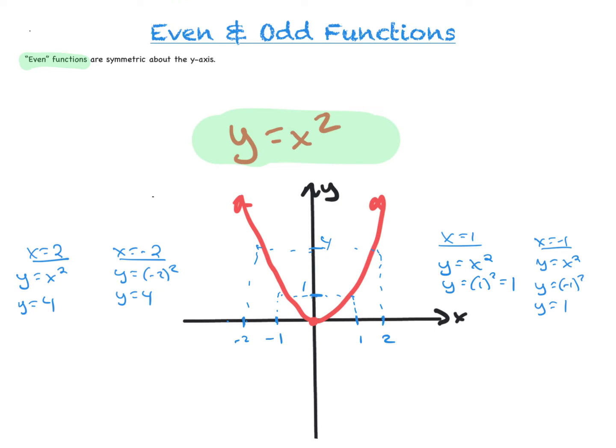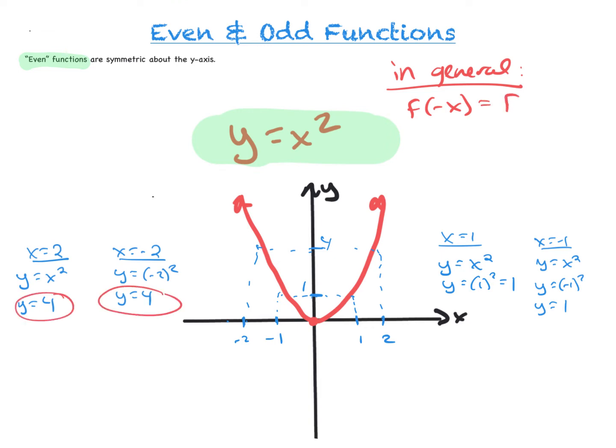So in general, for an even function, when we plug in negative x, any negative x value, we should get just f of x back out. The negative on the x, when we plug it into an even function, should simplify away, and we should be left with just f of x. Now, please don't think that just because I have positive 1 and positive 4 here, that's what we're saying. We just have to have f of negative x simplify to be regular f of x.